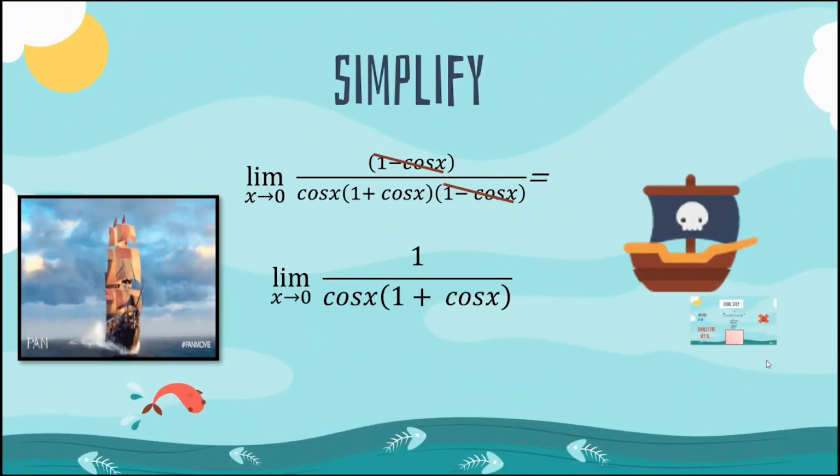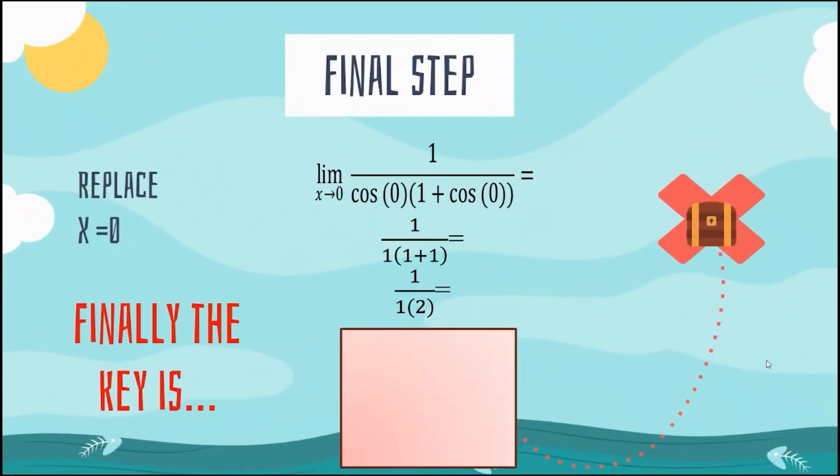Now with that said, my dear parrots, we should simplify our equation. We can simplify 1 minus cosine of x, and it will give us 1 divided by cosine of x, parenthesis 1 plus cosine of x. Just a little bit more, my dear parrots. The final step is here to reach our dear treasure.